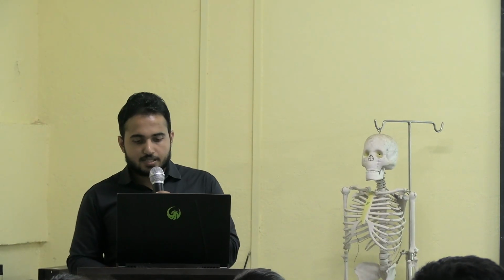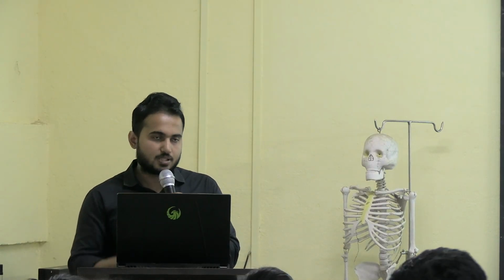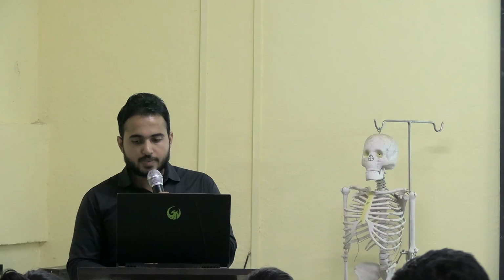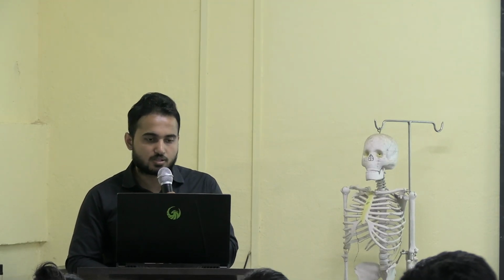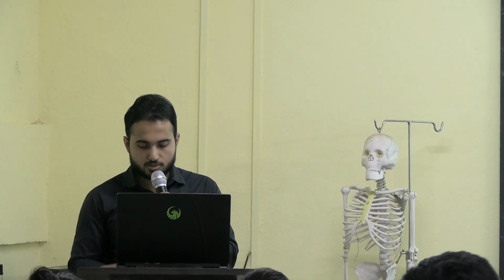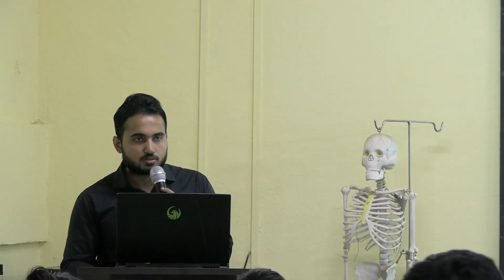Now what will be the example? The best example is the dorsal root ganglia. I am coming to what this ganglia is. Dorsal root ganglia of spinal nerves and sensory ganglia of some cranial nerves are examples of pseudo-unipolar neurons. Next are the bipolar neurons.